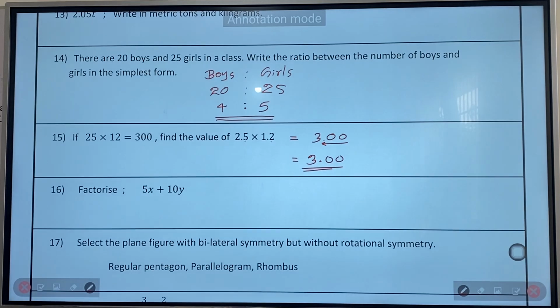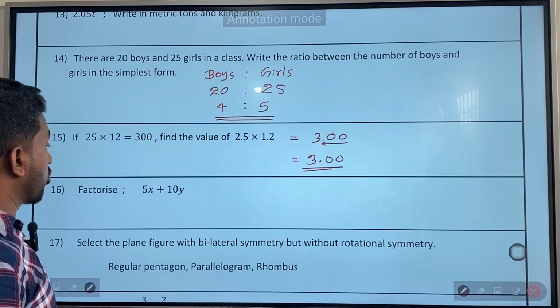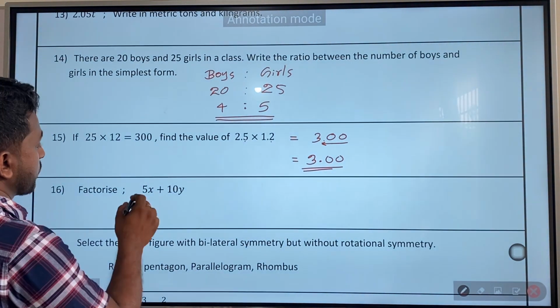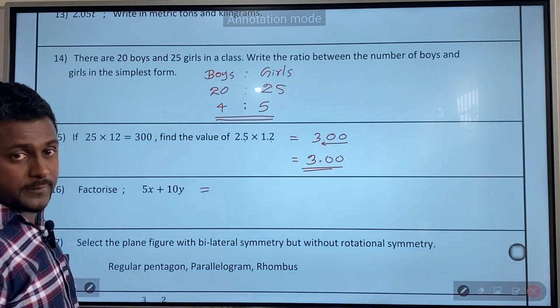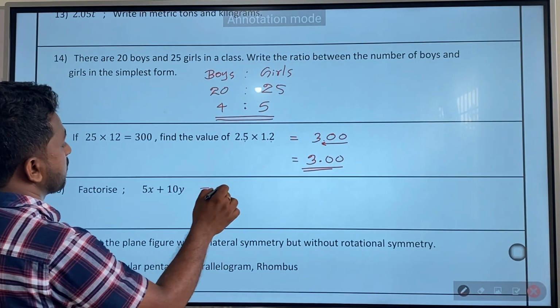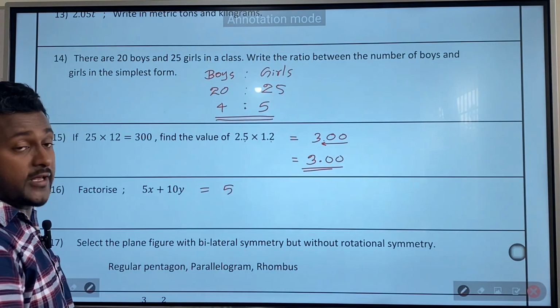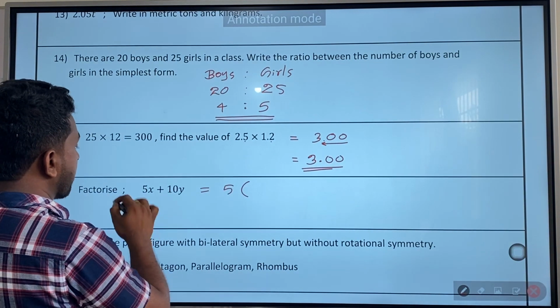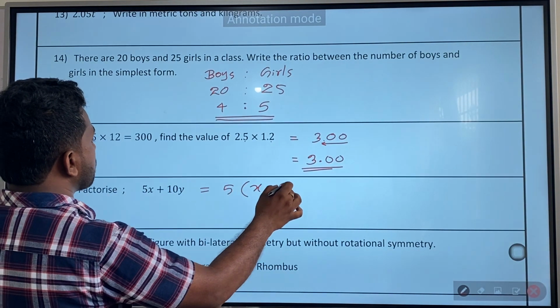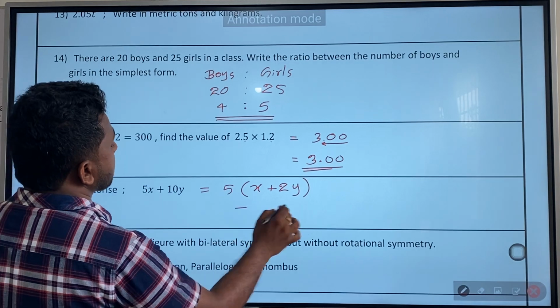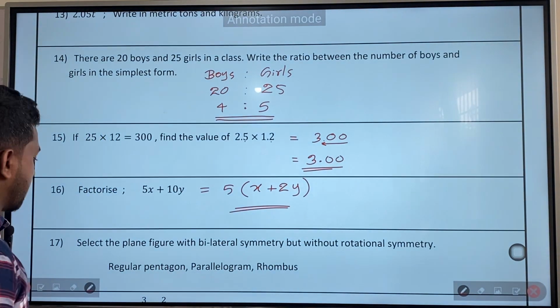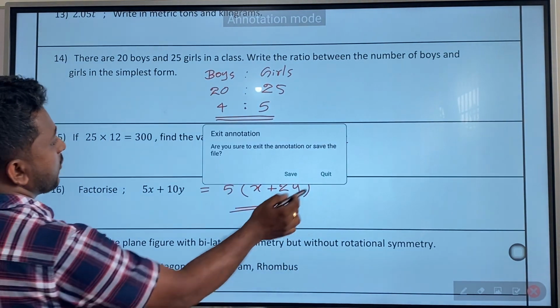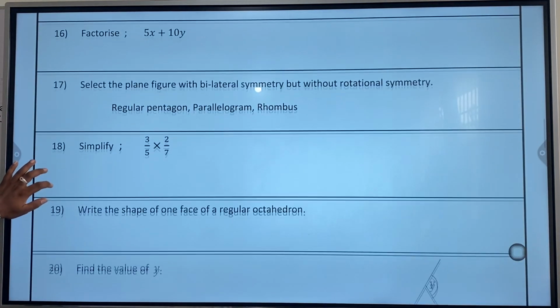Factorize. Factorize means we have to find the common terms or common values. 5x plus 10y. What is the common value? Common value is 5. Take 5 to the outside. When we take 5 to the outside, x plus 2y. x plus 2y. That's the answer, right? Okay. Look at question number 17.